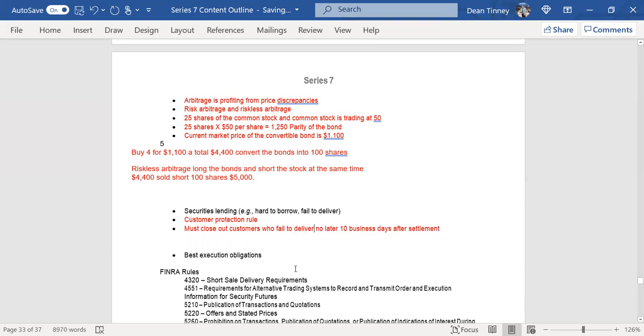Now, most firms today actually have a system that when they execute the sell order, checks that either the stock was in the account or had been borrowed. So there's technical ways around this.